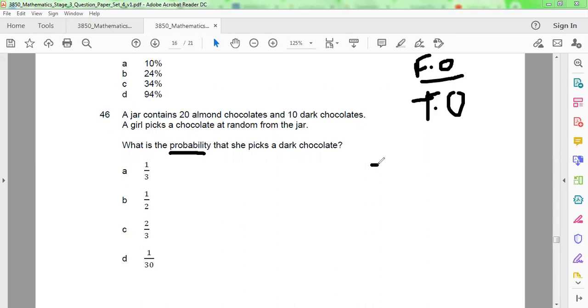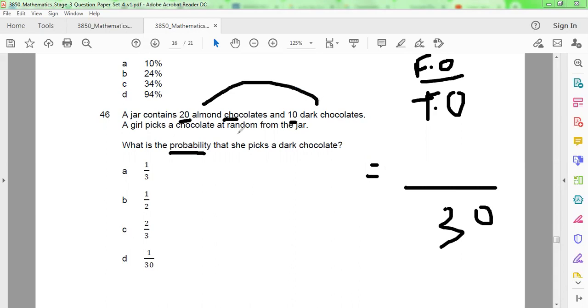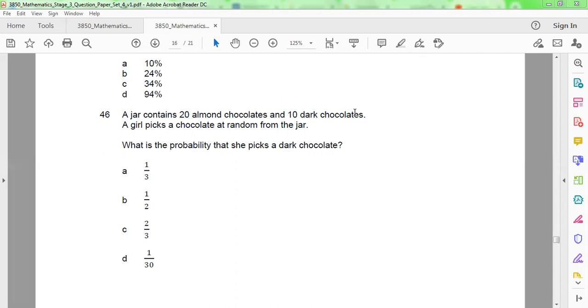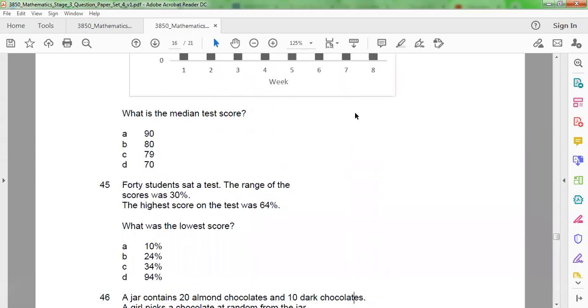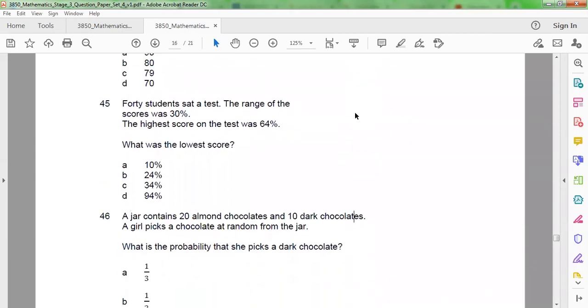So if you look at this question here, our total possible outcome would have been 30, because we have 20 almond chocolate and 10 dark chocolate, right? So we have two types of chocolate, almond and dark. A girl picks a chocolate at random. What is the probability that she picks a dark chocolate? So a dark chocolate is actually 10 of them, right? So it's 10 out of 30. And once we reduce that, we get a third.